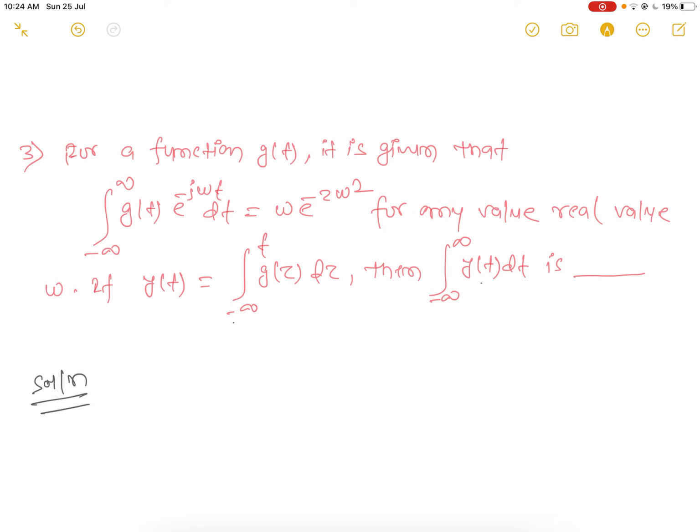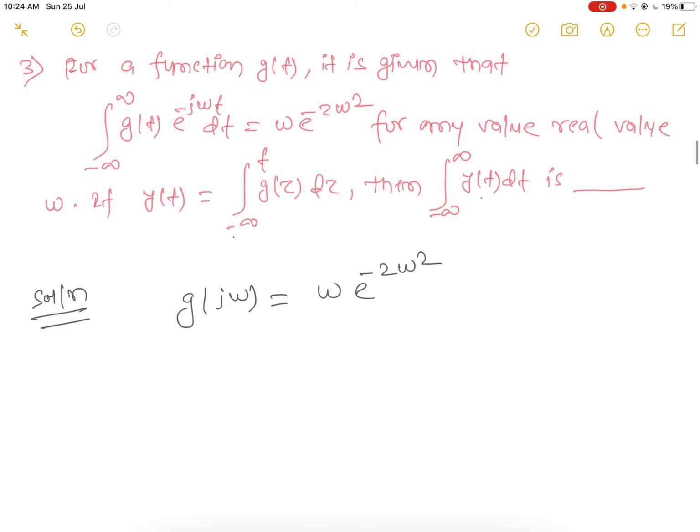Now check it. What is given? Here g(t) is a function and G(j omega) is given, which means the Fourier transform is given: omega e to the power minus 2 omega squared. Now we know that the integral from minus infinity to infinity of g(t) dt is equal to G(j0). Here it is mentioned as capital G. For the Fourier transform, j omega is equal to 0. How much value will we get?